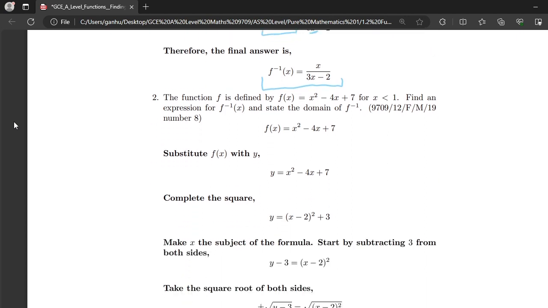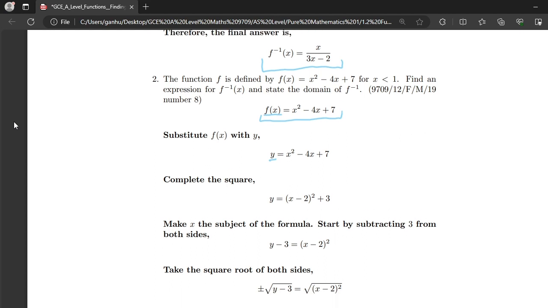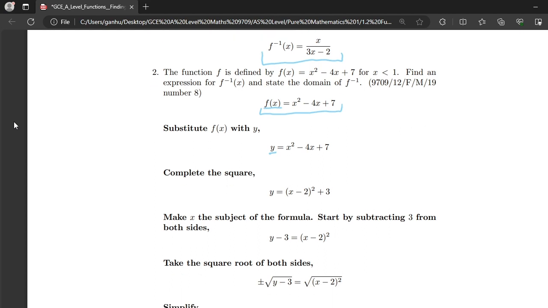The function f is defined by f of x is equal to x squared minus 4x plus 7 for x is less than 1. Find an expression for f inverse of x and state the domain of f inverse. So we have our function here, f of x is equal to x squared minus 4x plus 7. Again, substitute f of x with y. And then for a quadratic equation, to find its inverse, we first have to complete the square. So in this case, we complete our square and we get y equals x minus 2 squared plus 3.